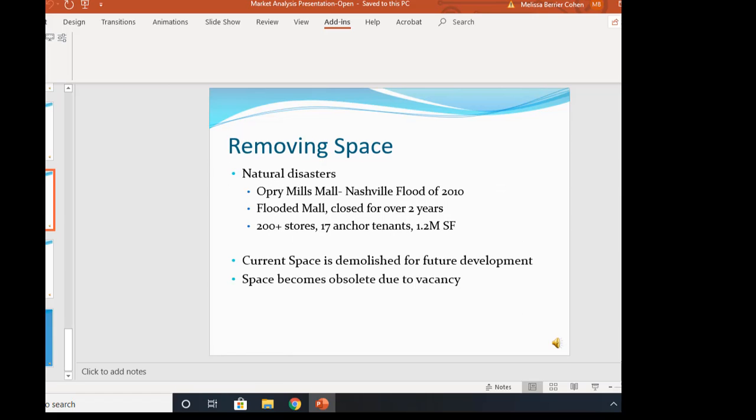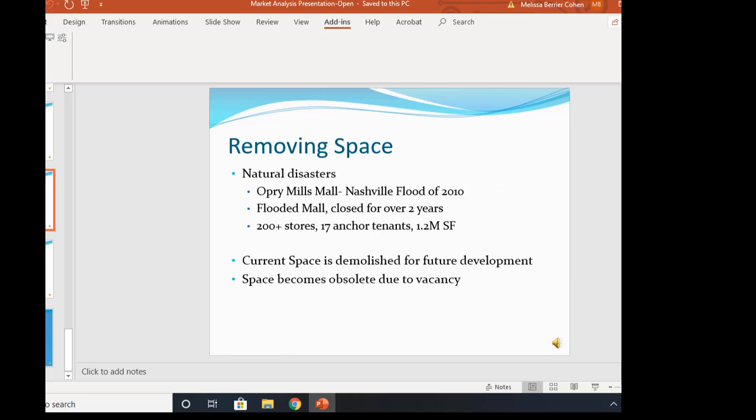And the other thing you always have to consider is removing space. Space actually goes off the market when you're talking about your total vacancy and what's available. Obviously, natural disasters are unexpected, but yet they do have a severe impact on commercial, office and retail space that's available. An example is Nashville, Tennessee, which had a flood in 2010. It closed the Opry Mills Mall for over 2 years. That was 1.2 million square feet of retail space taken off the market, with 17 anchor tenants and over 200 other stores.